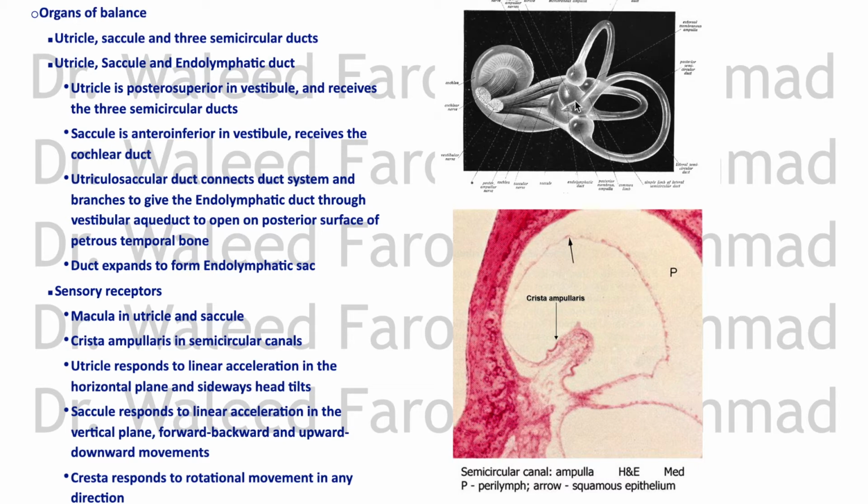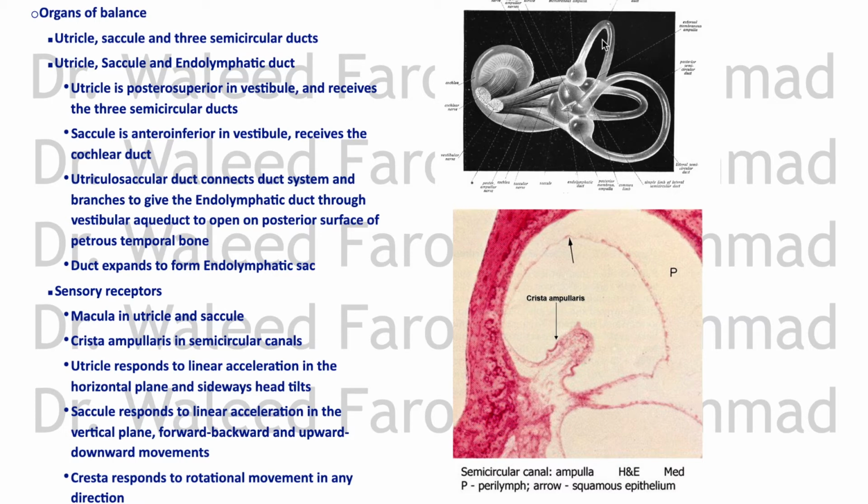The receptors in the utricle and saccule and the semicircular ducts detect changes in position and linear acceleration. Utricle and saccule are concerned with static equilibrium. Static equilibrium means the position in space, especially position of the head in space, because the body follows the head.